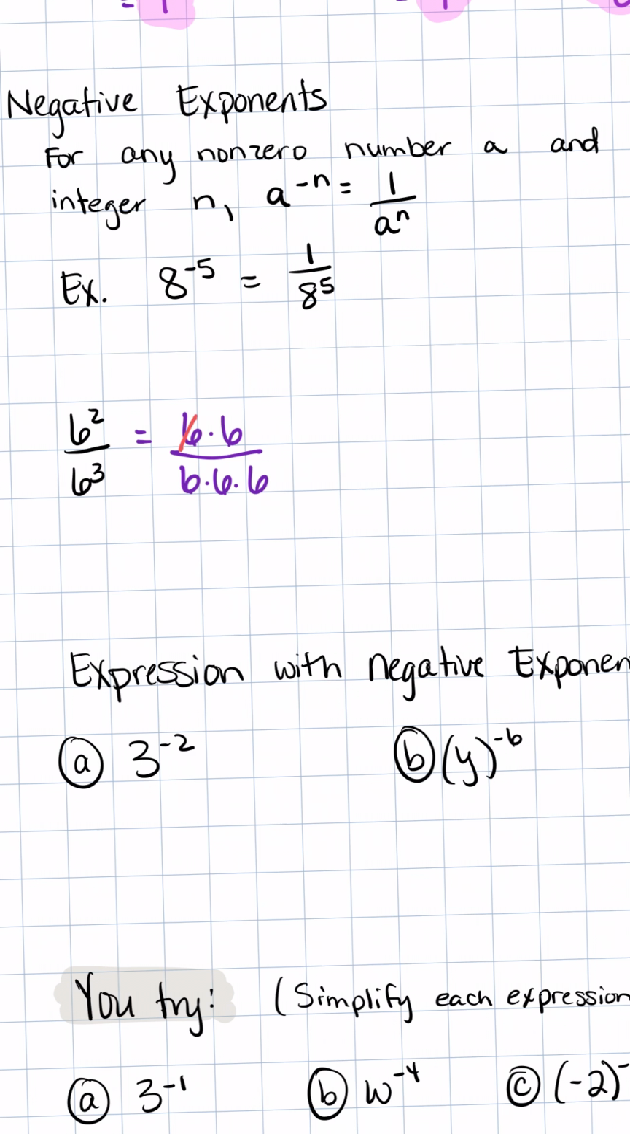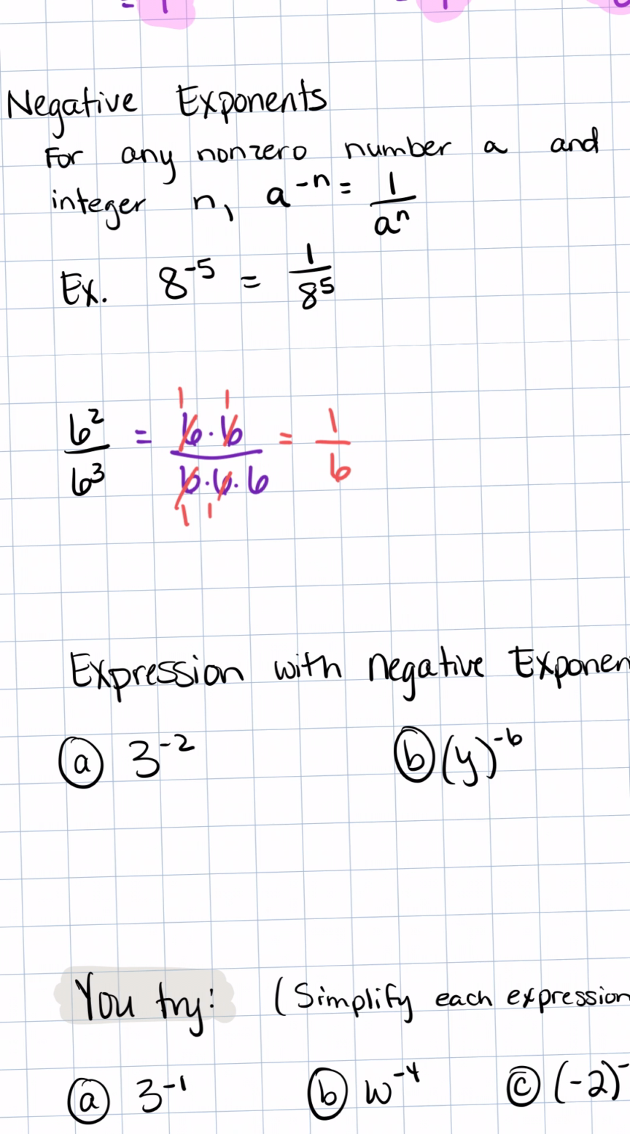These get crossed out, so that equals 1, 1, 1, 1. And so then we have just a straight 6 down here. So this is like saying 1 over 6.